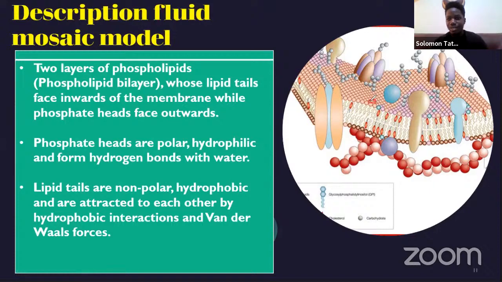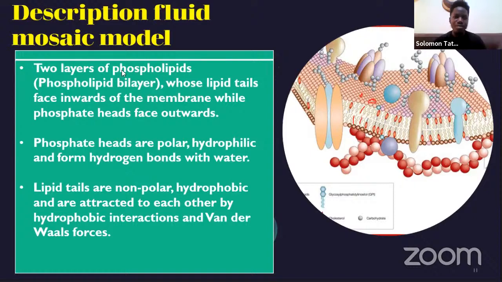So here is the structure. The heads are these ones. They face outside and they are hydrophilic, but the tails are hydrophobic and they face each other. These are the tails. That's also one of the reasons we said it makes the membrane fluid. The layers are able to move a little bit around each other. So that is the description.